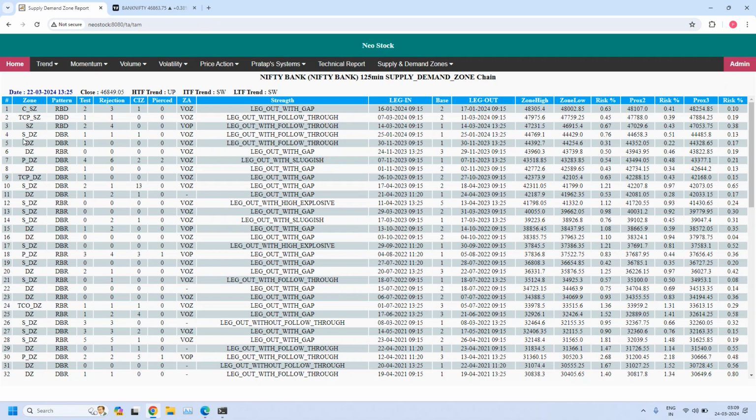Now let us go to what is the most nearest demand zone and supply zone. This is the most nearest. This is a high liquidity demand zone. Previously what we did, we have written several high liquidity zones and drawn. Now I am not going to do that.